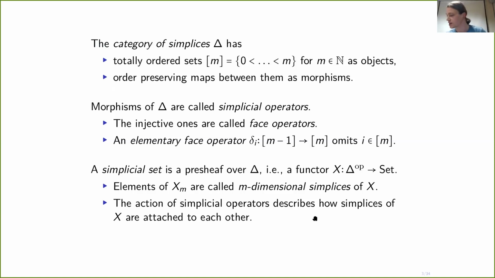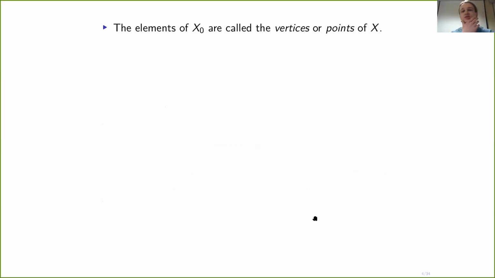Now, a simplicial set is going to be a presheaf over delta, so a contravariant functor from delta to set. Elements of X_m will be called m-dimensional simplices of X, or m-simplices of X for short. And the action of simplicial operators will describe how various simplices of X are attached to each other. And let me try to illustrate this fairly explicitly by looking at what happens in low dimensions.